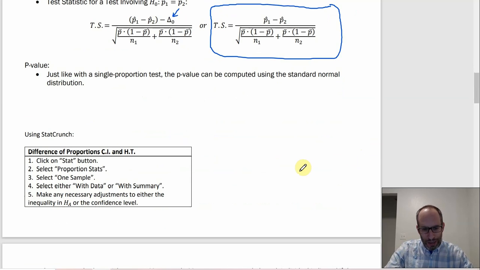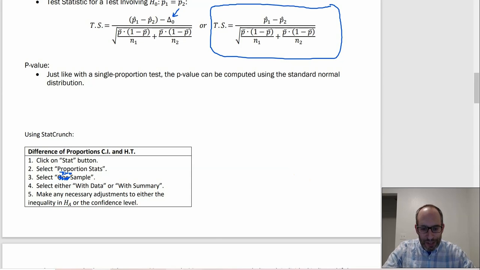I think I have a little error here. That should not say 1 sample. That should say 2 sample. All right, so I got to go back and fix that. Because if you got 2 samples, you want to pick that option.